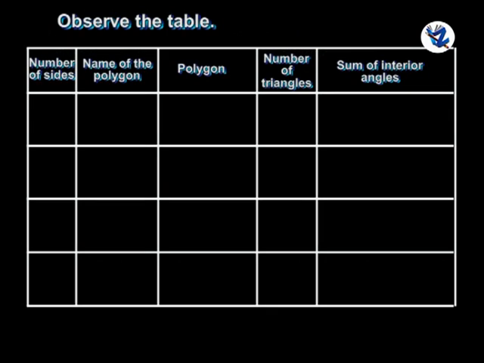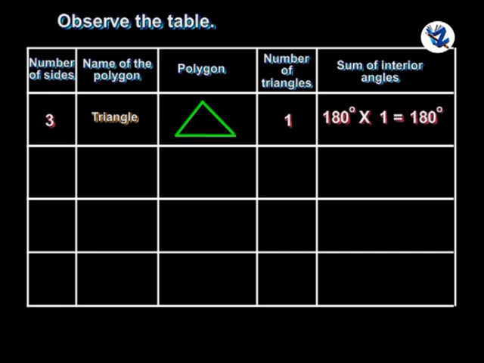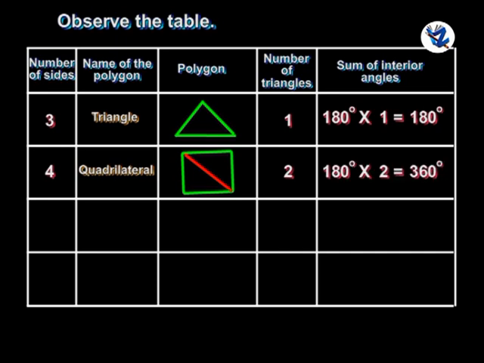Then interior angles of a polygon. The table. The name of the polygon is triangle with 3 sides. The number of triangles formed is 1. So sum of interior angles is equal to 180 degrees into 1, that is equal to 180 degrees. Quadrilateral is having 4 sides and 2 triangles can be formed. So sum of interior angles is 180 degrees into 2, that is 360 degrees.